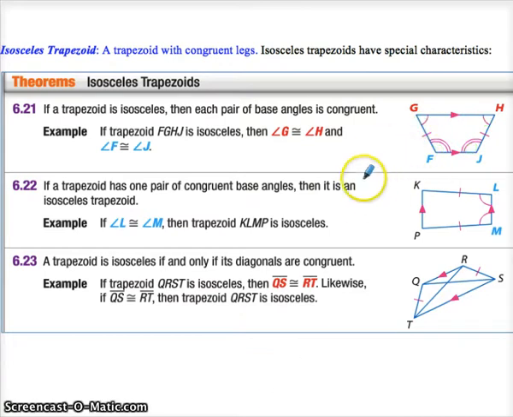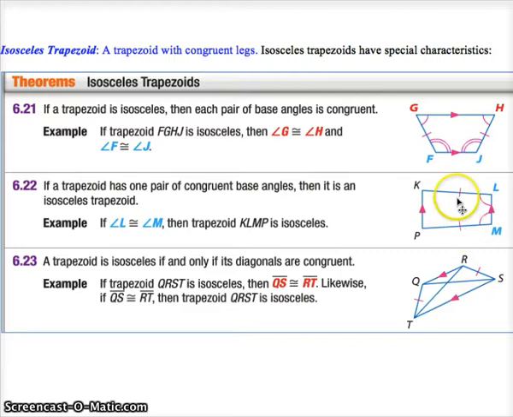It reminds me of the ITB that we had from triangles. If the 2 sides are congruent, then the 2 angles are congruent. This just comes with 2 pairs, speaking to all 4 angles. Next one, if a trapezoid has 1 pair of congruent base angles, then it's an isosceles trapezoid.